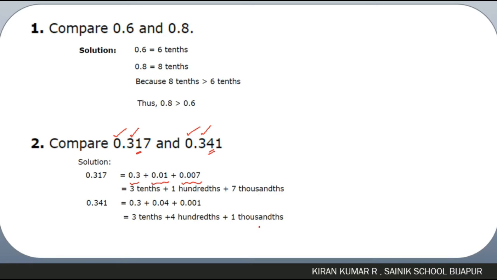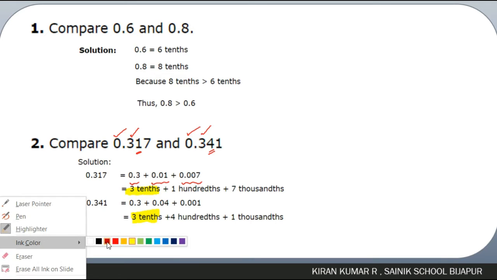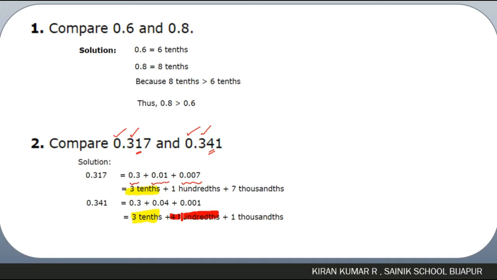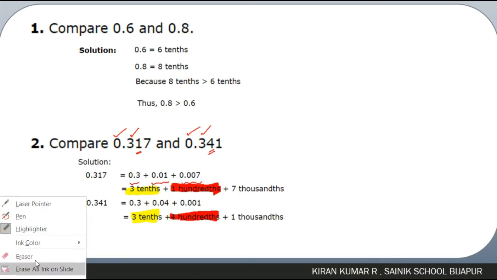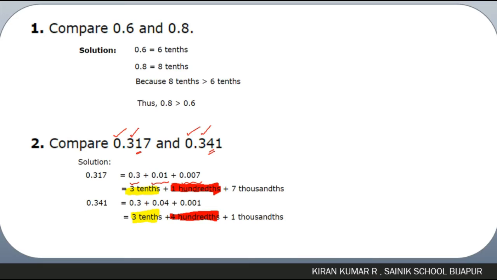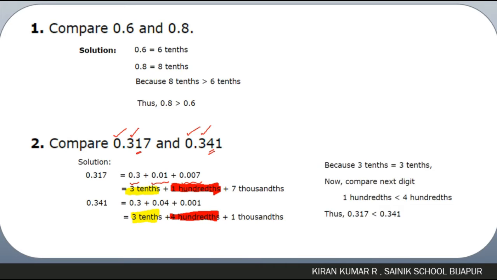Since 3 tenths and 3 tenths are the same, here I'll highlight the same things. They are the same. We will go for the next place. Here the next place is the hundredths place. Here 4 hundredths is larger compared to 1 hundredth. So 0.317 is smaller compared to 0.341. Hope I have made it clear.